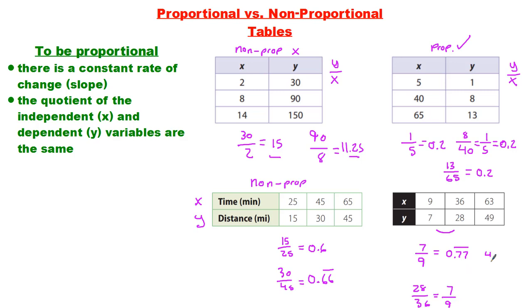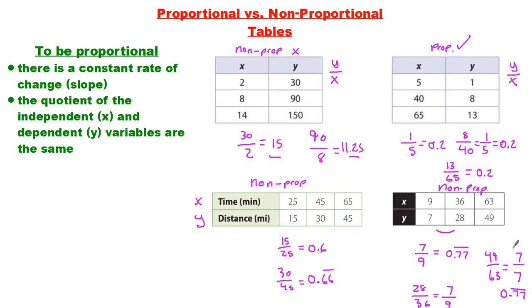And then if we take 49 over 63, divide by 9, we get 7 over... 63 divided by 9 is going to give me 7. Alright, we actually can't simplify this. Divide by 7, 7 over 9. So 49 divided by 63. Looks like I made a mistake here. So this is going to be equal to 0.77 repeated. Okay, so this one is also non-proportional.